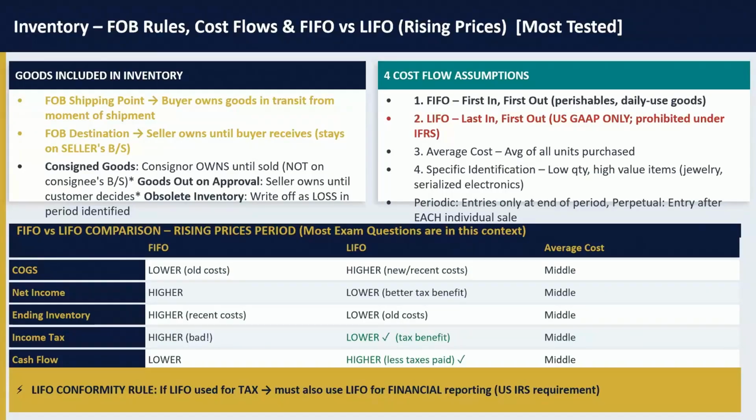Then average cost. Suppose your goods are in such a specialized condition that neither FIFO nor LIFO holds good. Then you can choose the average cost method. Then for special items such as gold or some customizable goods, which you will number, you will use specific identification.